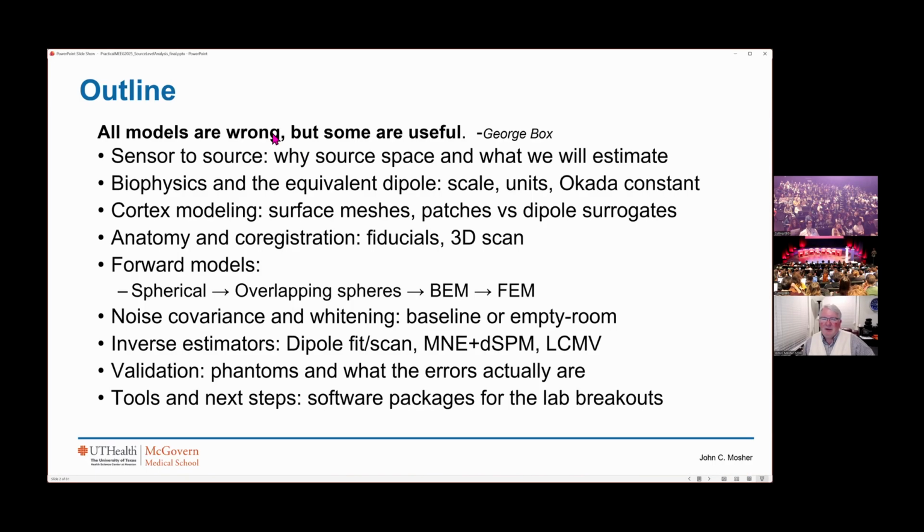So, basic outline here, there's quite a bit we'll try to cover in this hour, but the overall concept is the idea that all models are wrong, but some are useful. For every model we present and discuss, somebody will raise their hand and say, that's not quite right. That's okay. What we're trying to get across is what are the useful models for doing overall source modeling.